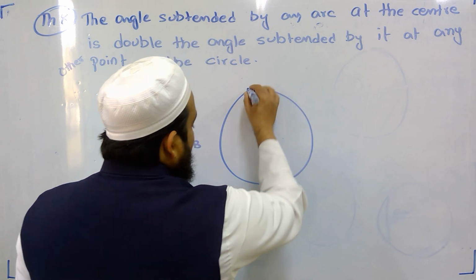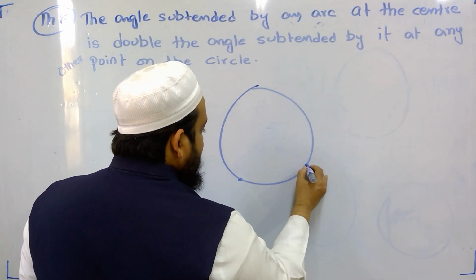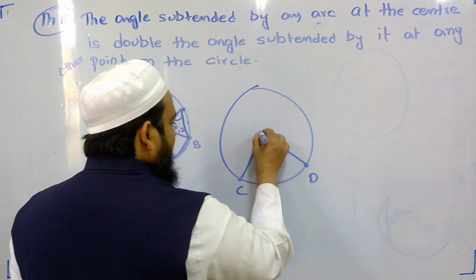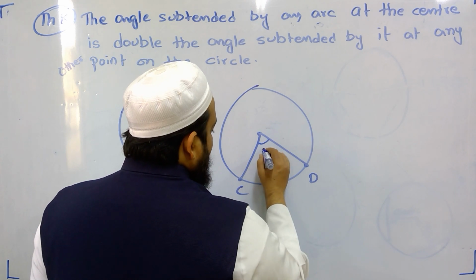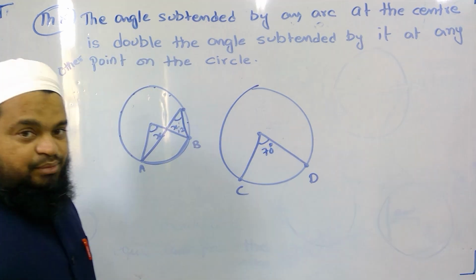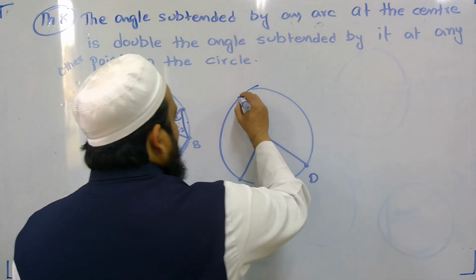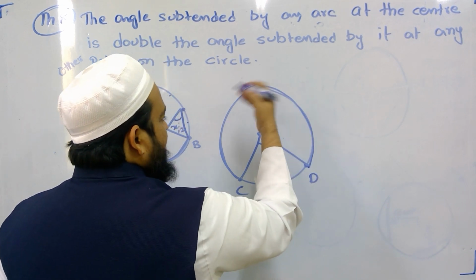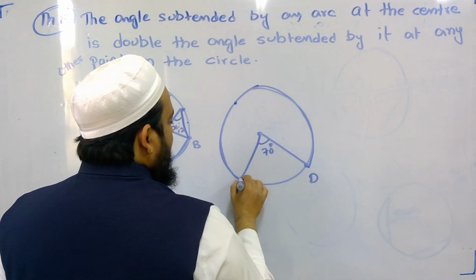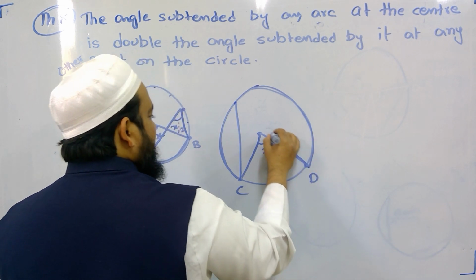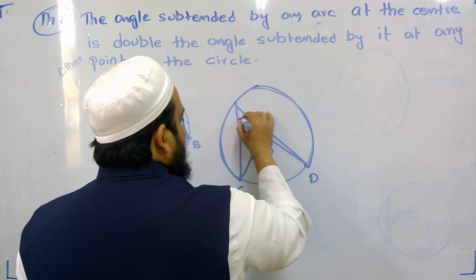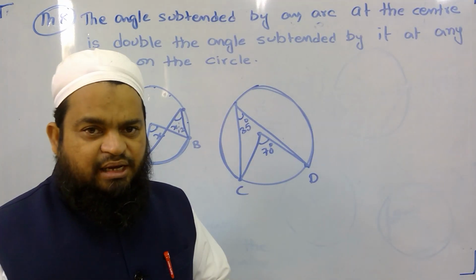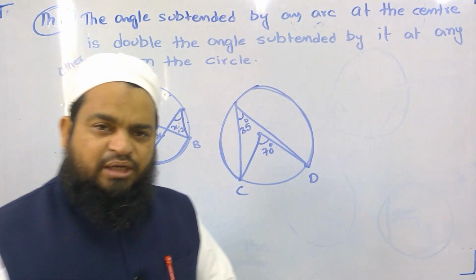Suppose I take a circle and let us say this is an arc CD, and this is the center. Let us say the angle subtended here is 70 degrees, for example. Now you can take any point in the remaining part, that means in the major arc. If I take a point here, the angle subtended by this arc at this point will be 35 degrees. I hope it is clear. Shall I explain one more example?